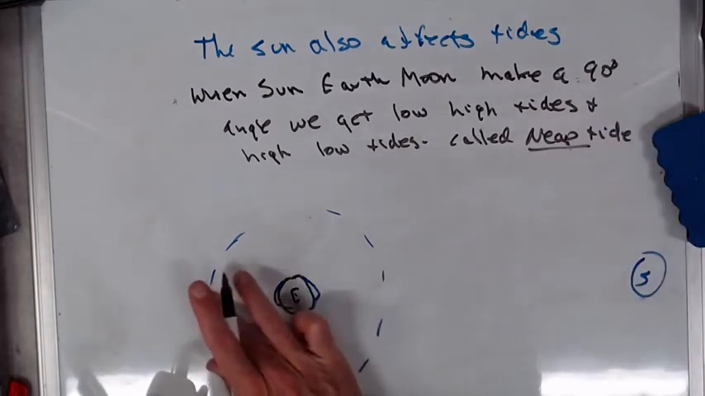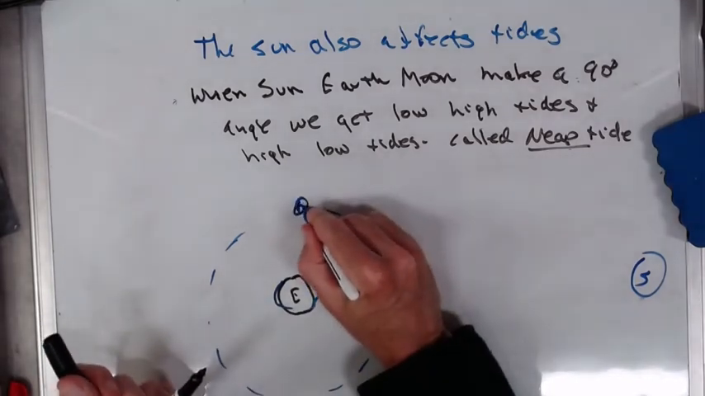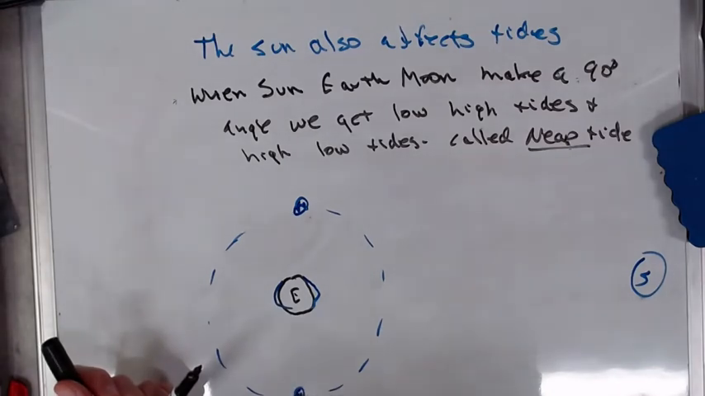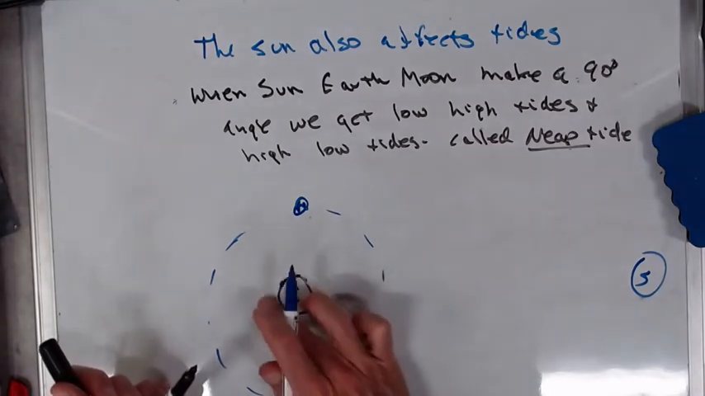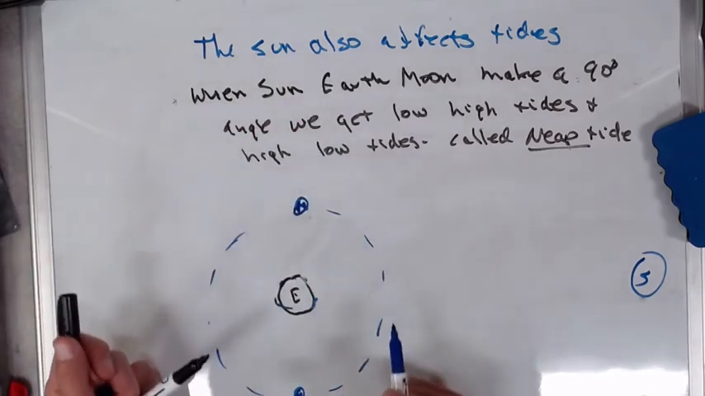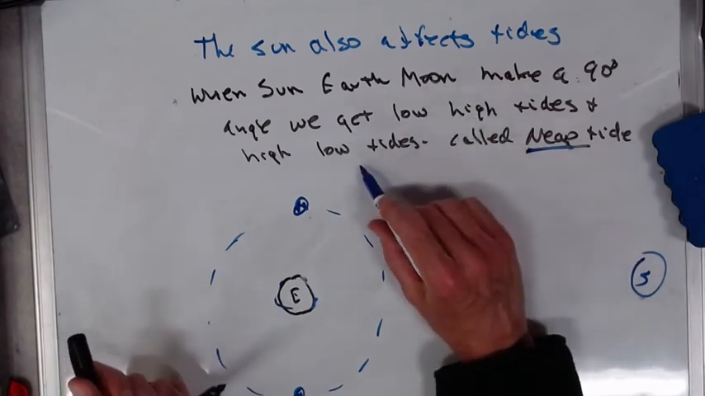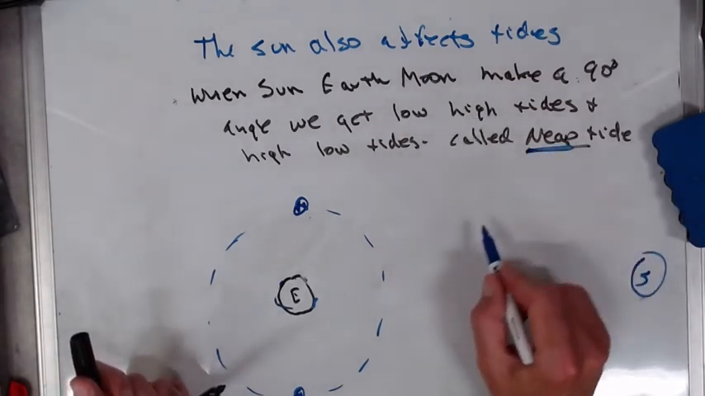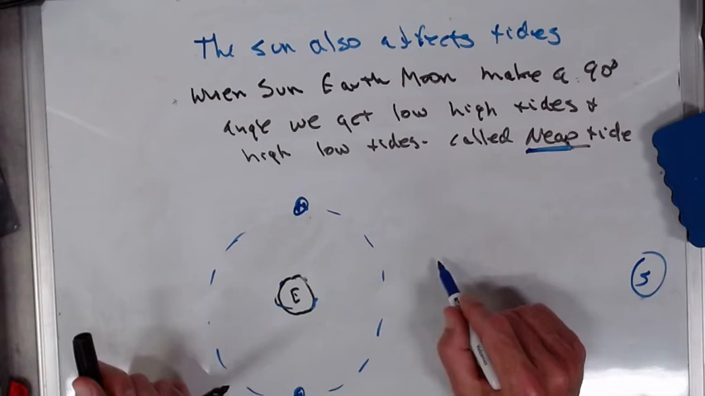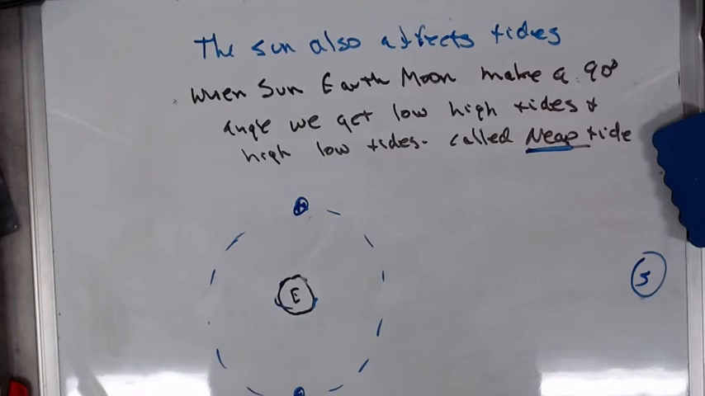So instead of being here and here, when the moon is here and here, now the moon is trying to stretch the Earth this way, but the sun is trying to stretch the Earth this way, and they cancel out a little bit. And so we get low high tides and high low tides, and we call those neap tides. For the sake of tests and stuff, that's the story on that.